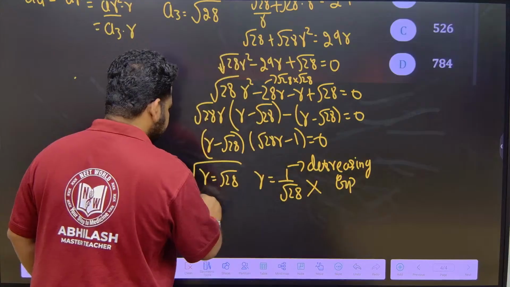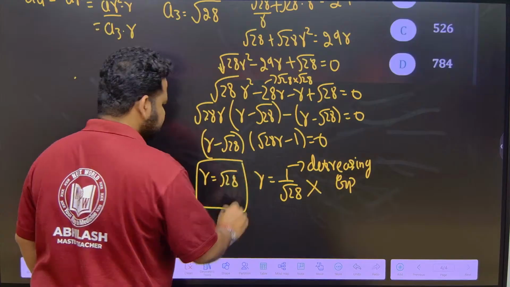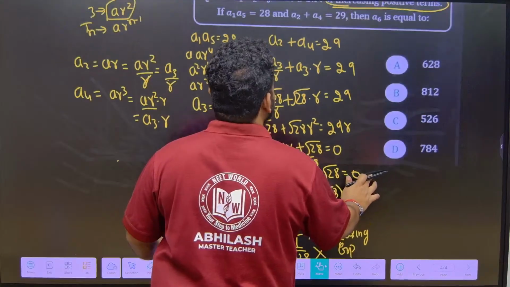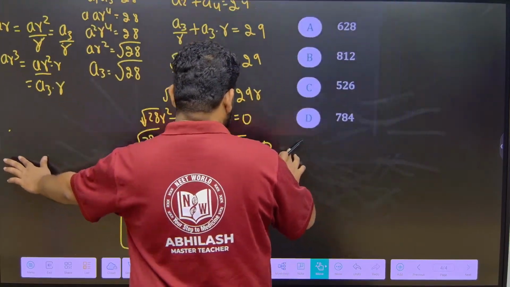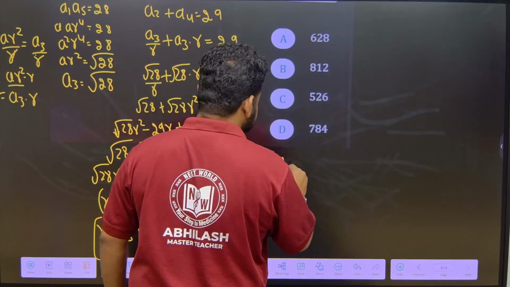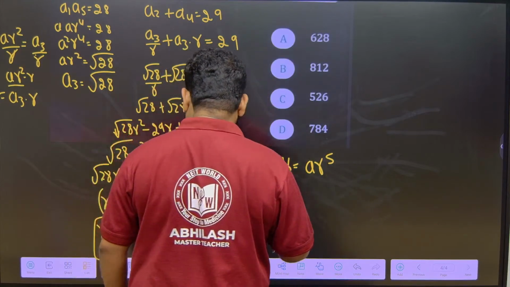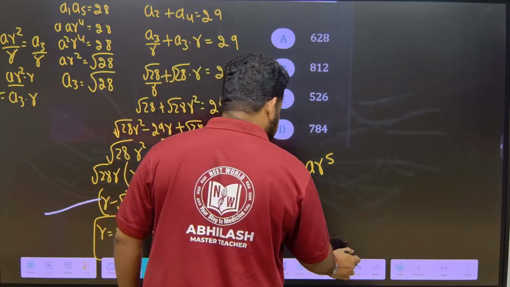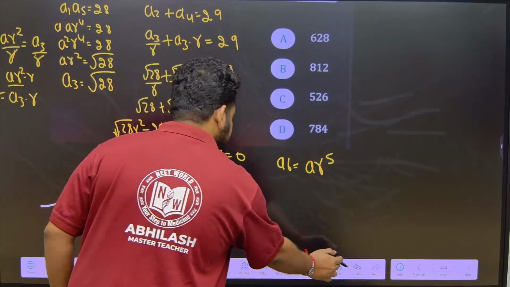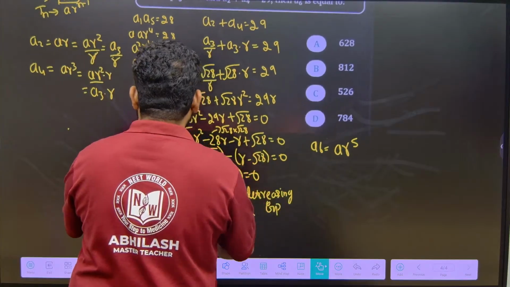So we should take R is equal to square root of 28. Now they are asking us to find A6. So let us find A6 now. A6 is equal to A into R to the power of 5. But actually, as of now, we still don't know what A is. R we got as square root of 28.